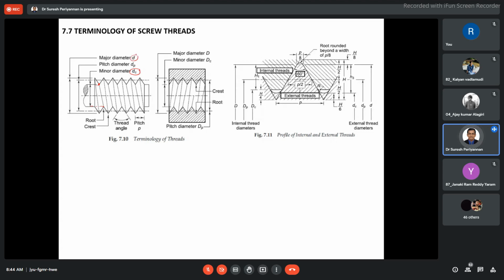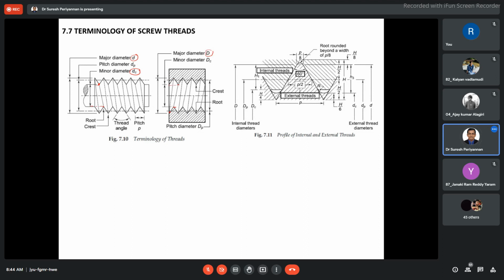Right? Now I come to the internal threads. When you are considering the major diameter, capital D, it is root to root. Here the root is here; here we can't say crest. This is the root. That will give you the major diameter for the internal threads. Now, the minor diameter is crest to crest. Crest to crest will give you this minor diameter.